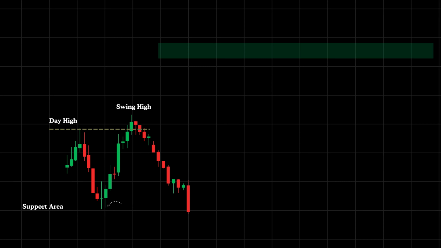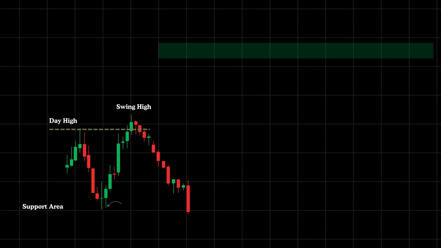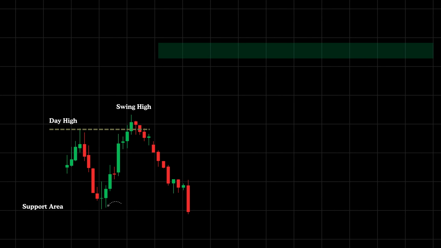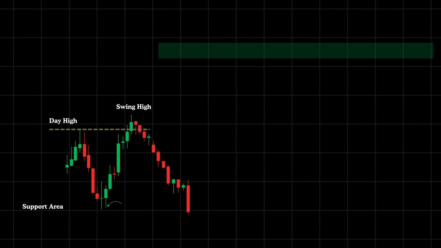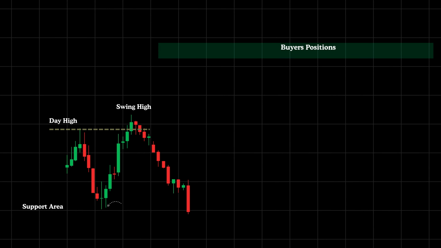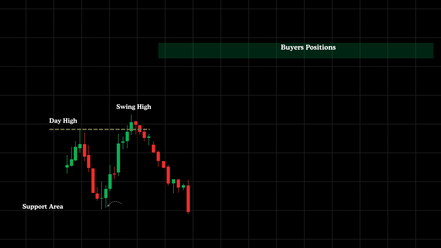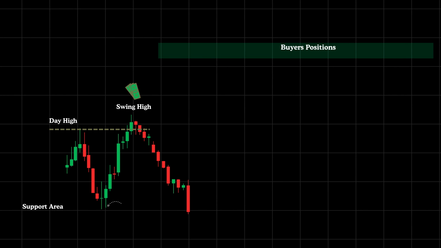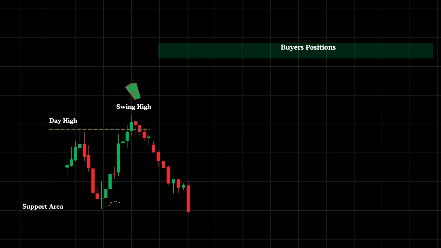Now it is important to understand the psychology of buyers behind this pullback. Around this support level, both retail traders and large institutional investors initiate long positions. Later, when the price nears its old swing high or day high, many retail participants book profits due to fear of a potential decline, causing the correction.